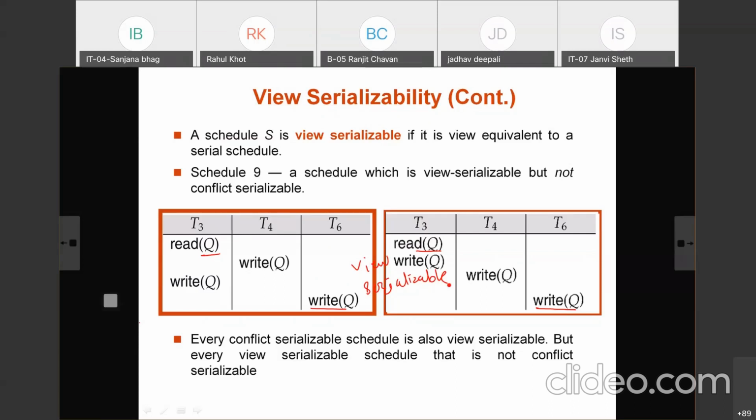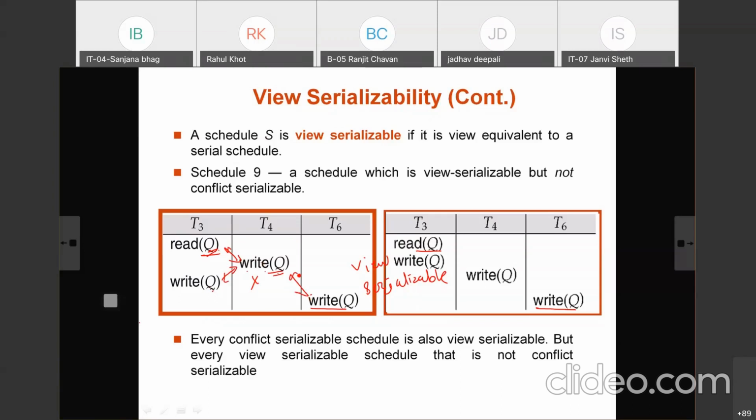Why? Can I convert it into a serial schedule? Can I swap these two instructions? No. Both operate on the same data item and one is a write. Can I swap this? No, I cannot swap because they operate on the same data item, both are writes. Can I swap this? It is also not possible. And that's why we cannot convert it into a serial schedule by swapping of instructions. We cannot swap any instruction.